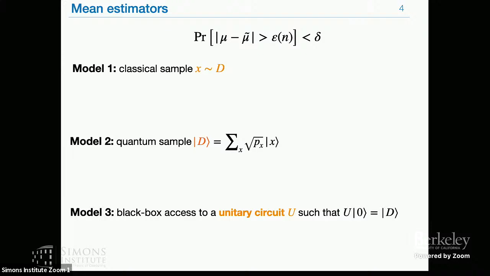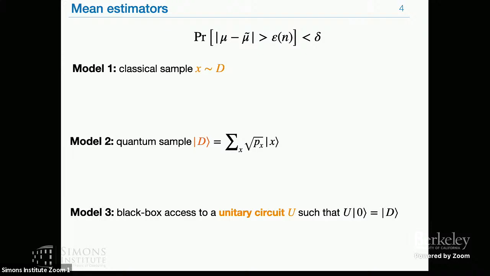And the last model, which is even more powerful, consists of having access to a quantum circuit that prepares a quantum sample if you apply it on some fixed basis state. Okay, so you have black box access, meaning you can apply this circuit on any state of your choice.